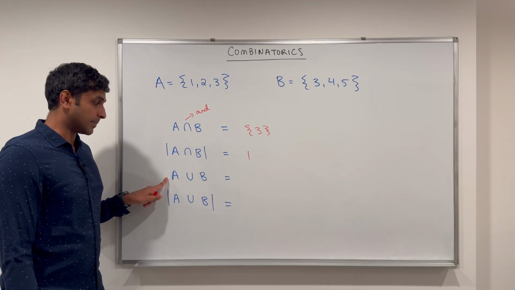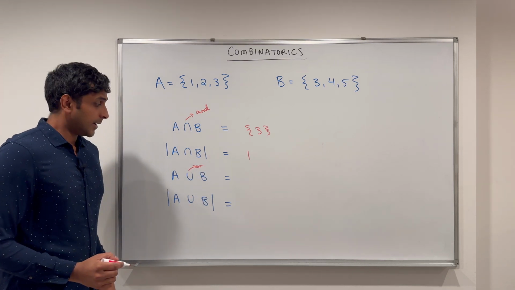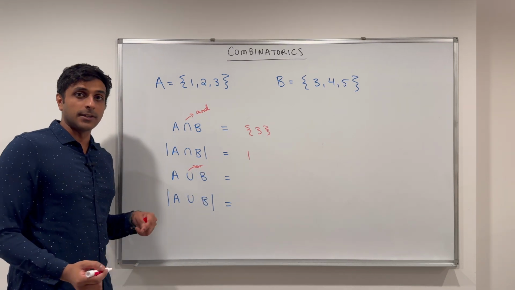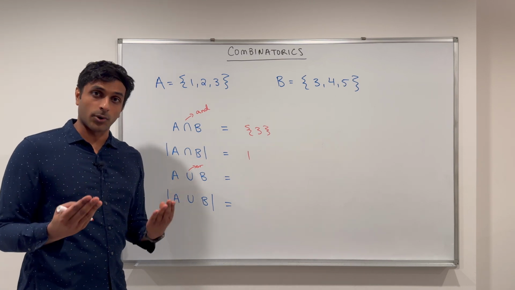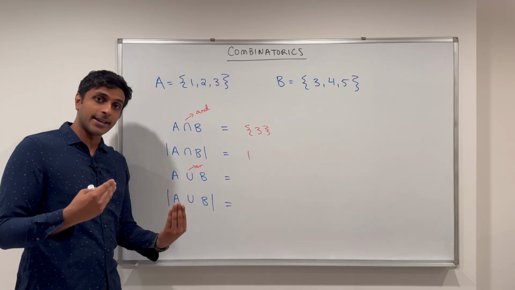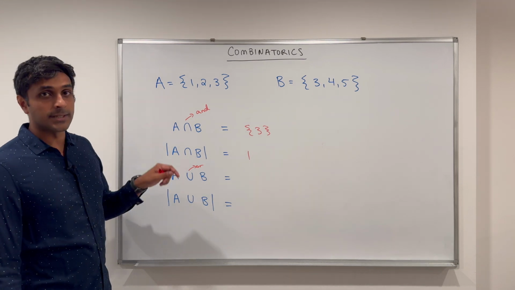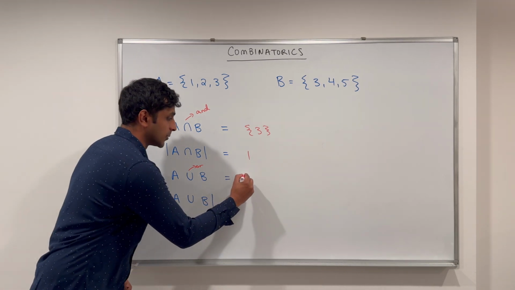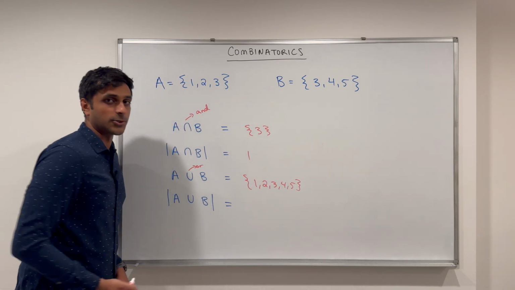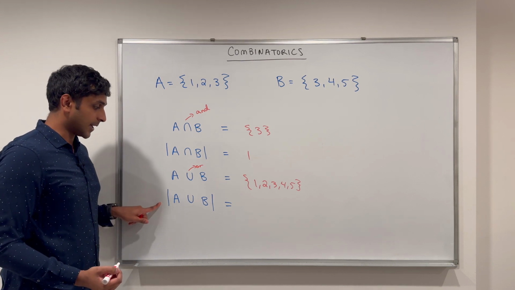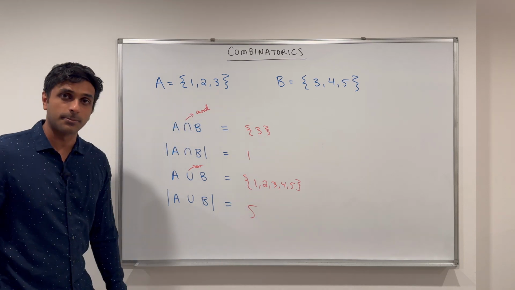This is A union B, where that is the union operator, which you could think of as OR. And a number is in A union B if it is either in A or in B. By the way, that is not an exclusive OR. So if it's in both A and B, it is also in this set. So in this situation, that would mean that 3 is in A union B. So A union B is simply 1, 2, 3, 4, 5, and a set does not have repeats, so you only include the 3 once. This, again, is the size of that set, and there are 5 elements in that set, so the size of A union B is 5.